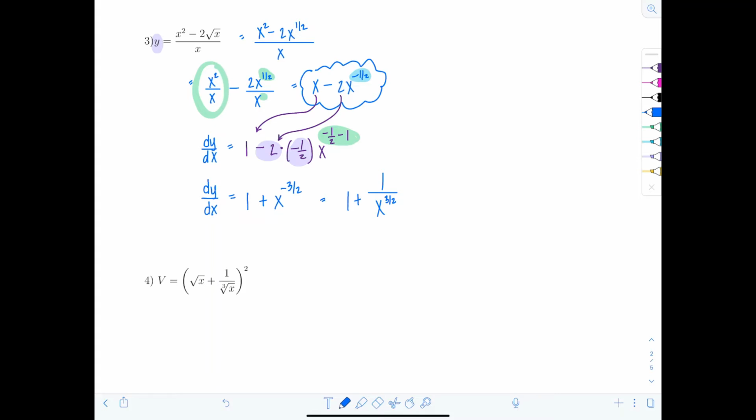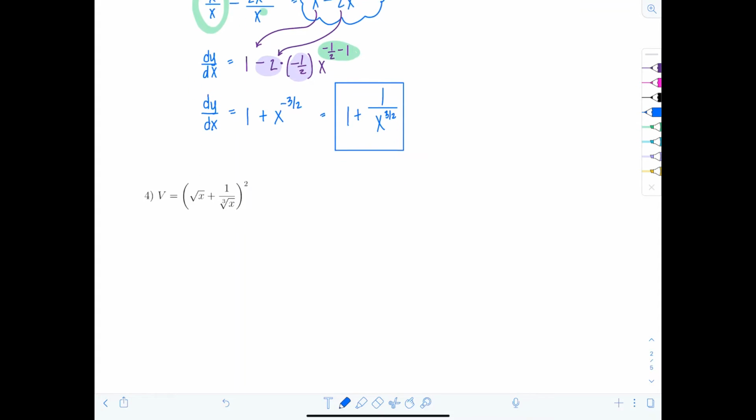If you want to rewrite it using radicals, knock yourself out. I don't particularly care, because most of the time, as you'll see later in the unit, we're going to use the derivative for something. And so you're going to have to clean it up depending on what its use is for you.